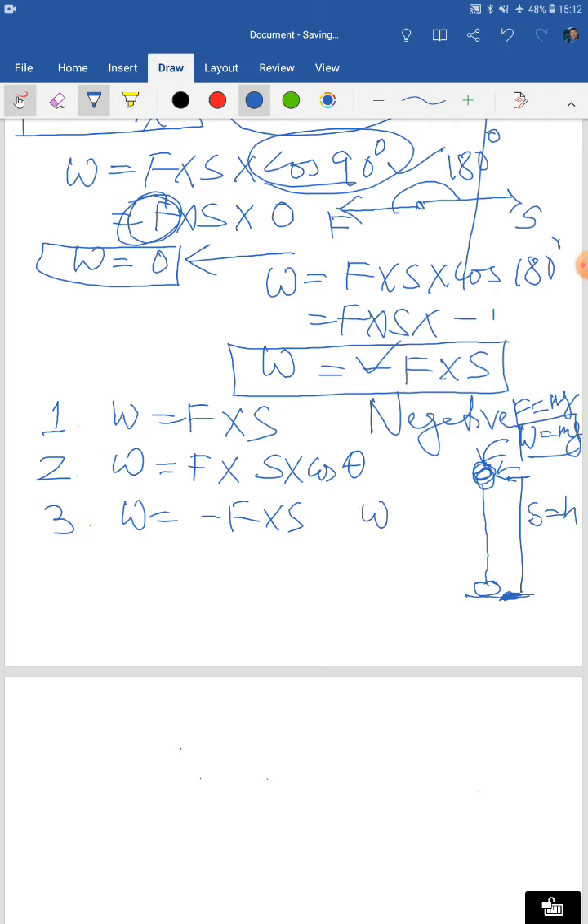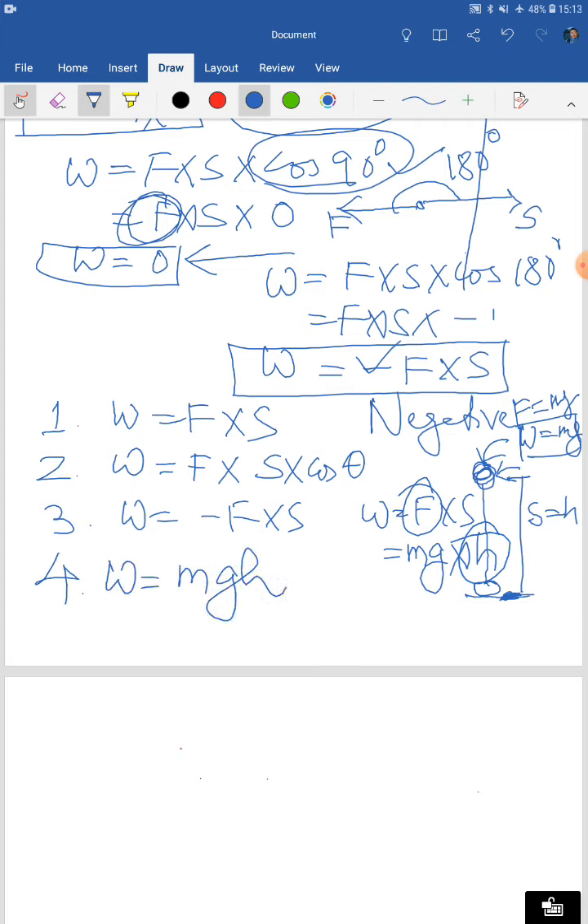So we get W equals F into S. So F here, the force acting on the body, is due to its own weight, that is mg, and the displacement here is the height, that is h. So we get the fourth relation, that is W equals mgh, the fourth relation to find work done.